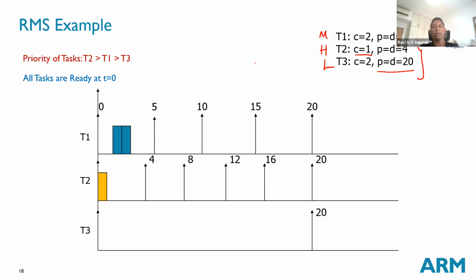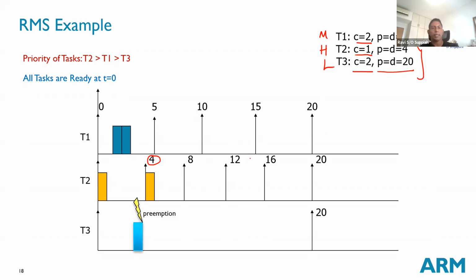So T1, the next priority, which is medium priority, will get a chance to run. When T1 runs, it consumes 2 units of time. After that, T3 will get a chance to run, and T3 requires 2 units. But because the next iteration of T2 happens every 4 clock cycles, at time t equals 4, T3 will get preempted and T2 will take over the CPU.